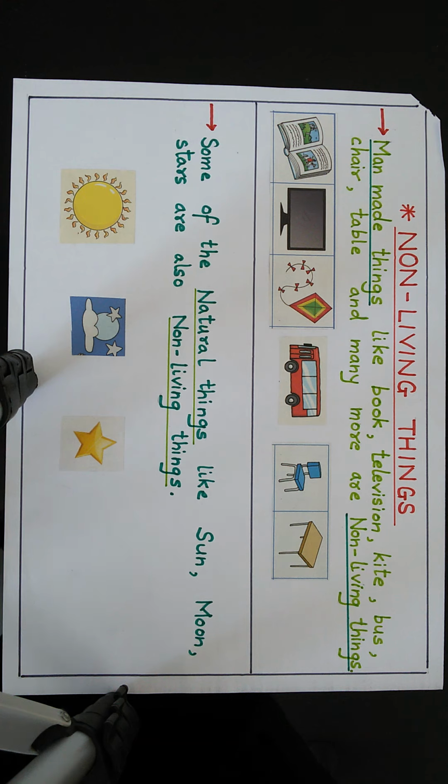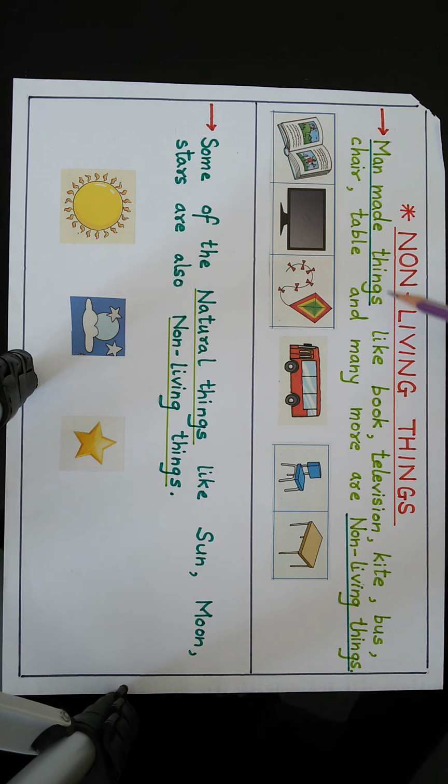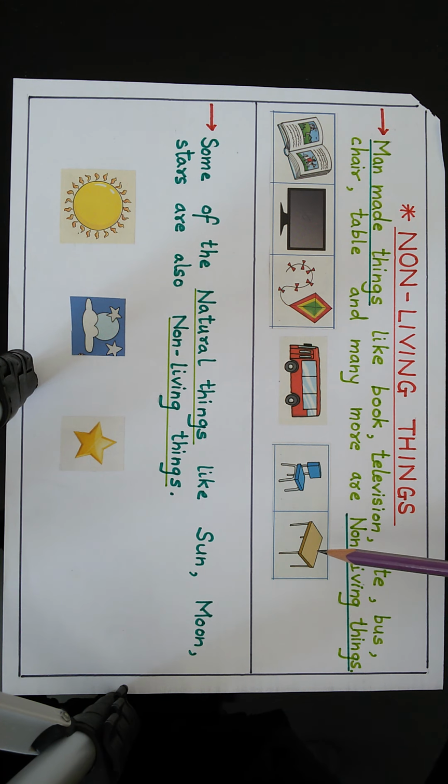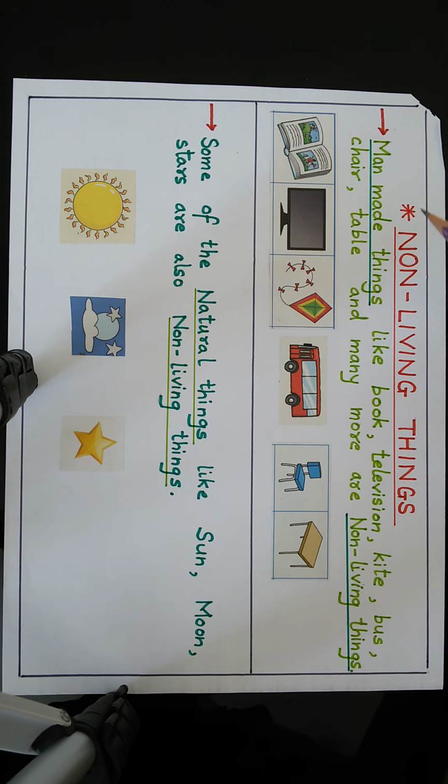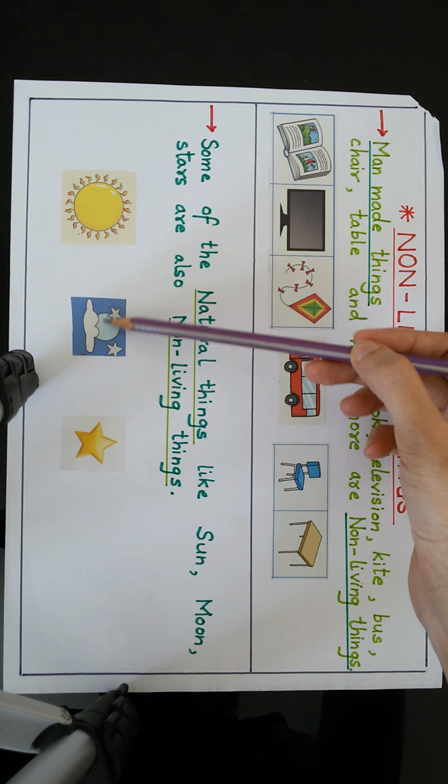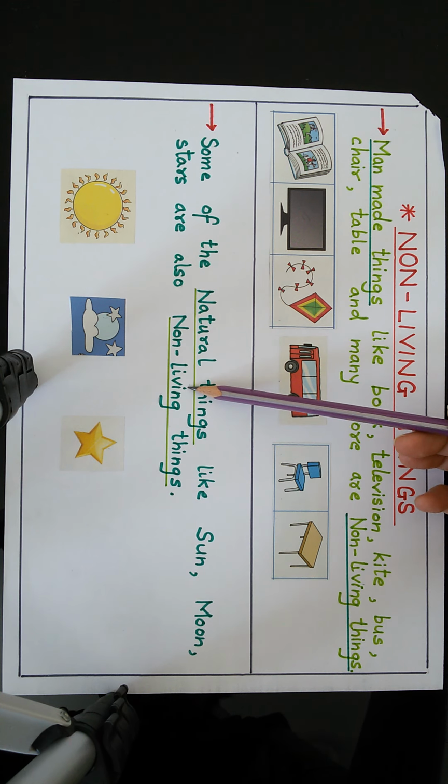Now we come to non-living things. Man-made things like book, television, kite, bus, chair, table and many more are called non-living things because they cannot move, they cannot grow, they do not need food and water. Non-living things cannot breathe, they cannot reproduce, and so they are called non-living things because they do not have life. Now it is not only man-made things; some of the natural things like sun, moon and stars are also non-living things.